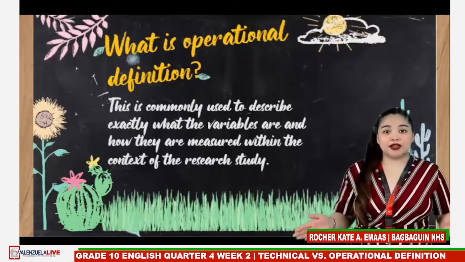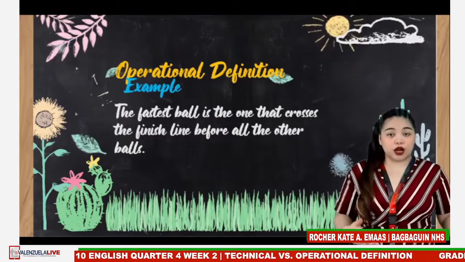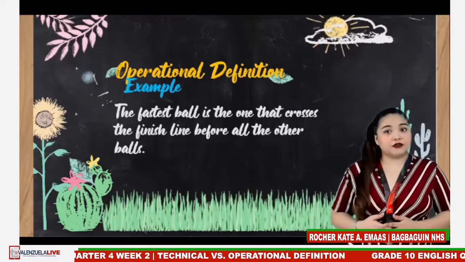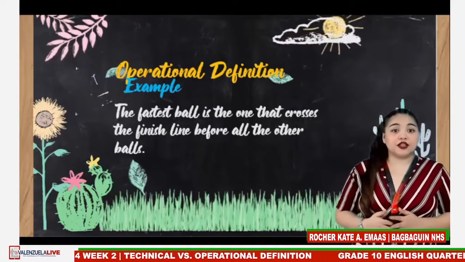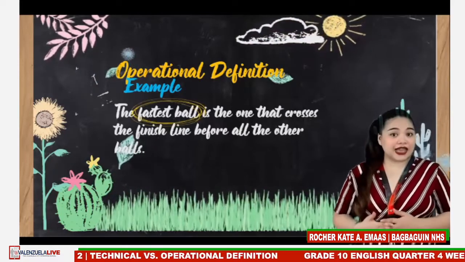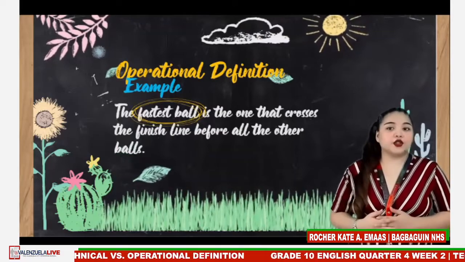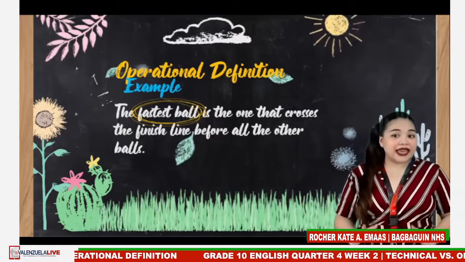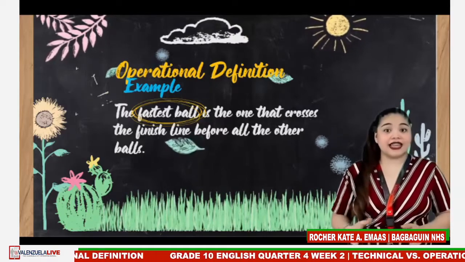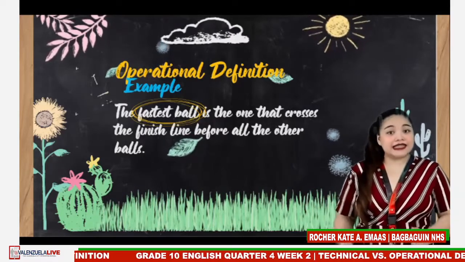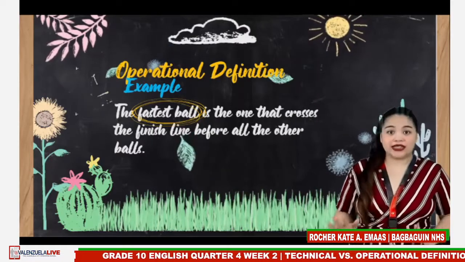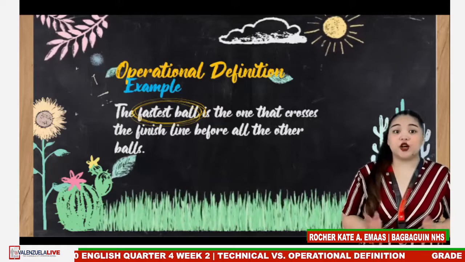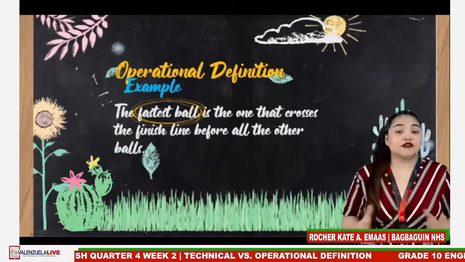For example, the fastest ball is the one that crosses the finish line before all the other balls. If we look into this example, the term fastest ball is precisely defined as the one that crosses the finish line before all the others, which paints a clear context in the audience's minds. This definition is in no way technical, but is operational because it can be measured and observed within the context of a research study.